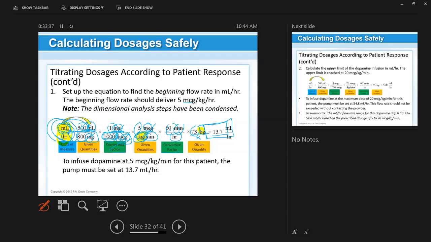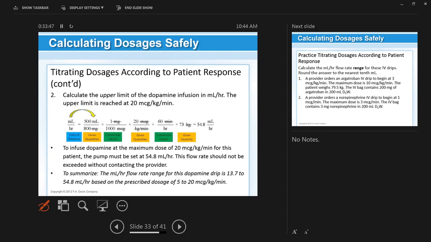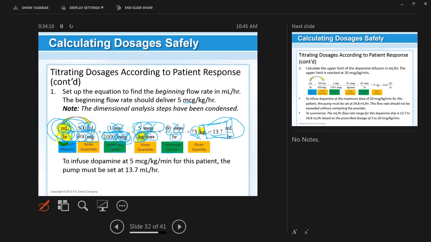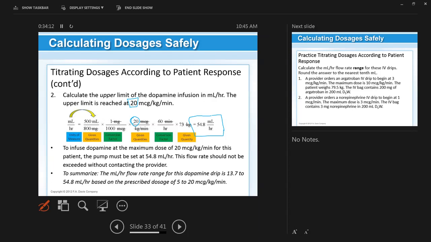All right, so now this is just the beginning of the problem though, because remember, we were doing a flow range. And so the bottom range was with 5 micrograms, okay? But the upper range is going to be with a different number. So when we look back at our problem, the healthcare provider said 5 to 20 micrograms. So we're going to set this problem up exactly like we did the last problem. We're just going to change this step to 20. So now our answer is 54.8. And when you would enter this into the computer, your dosage range then would be 13.7 to 54.8.